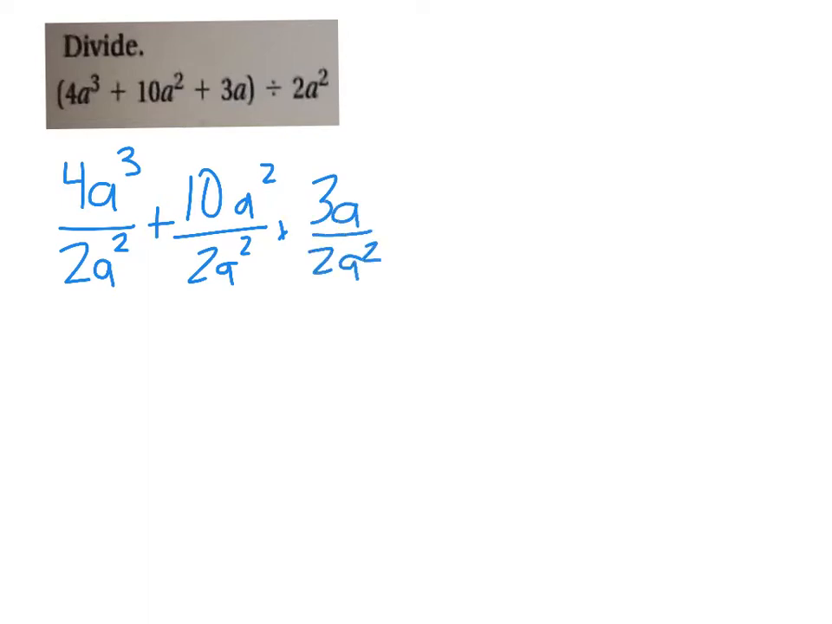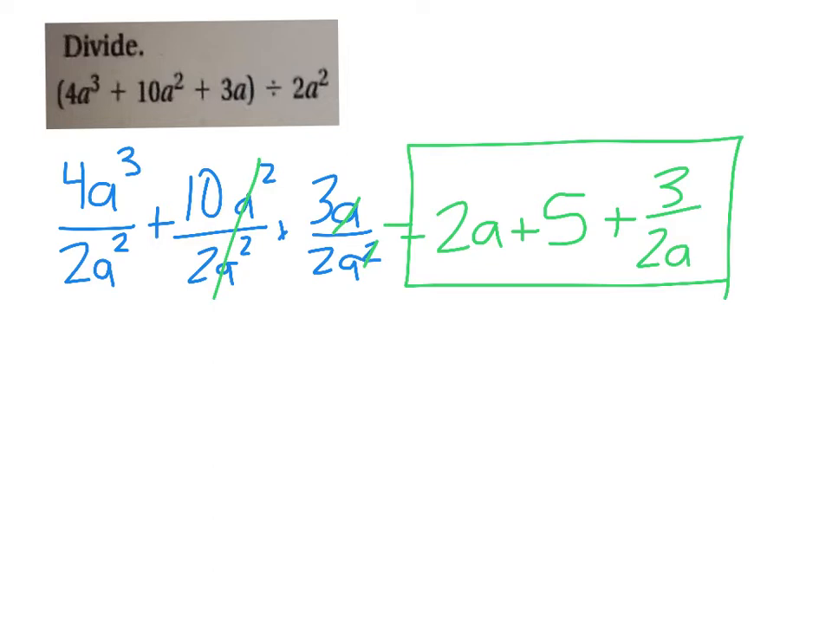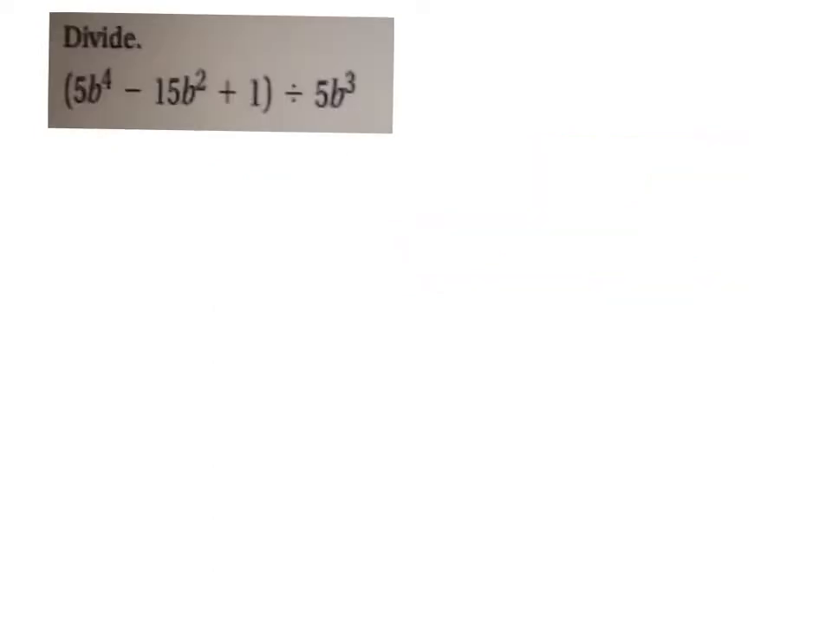In the first one, 4 divided by 2 is just 2. A to the third power divided by a squared leaves you with a single a. So that leaves us with 2a as the first part of our answer. In the second part, our 10 divided by 2 is going to give us 5, and it's being added. And then our a's both cancel each other out, so it's just a 5. And in the last part, neither the 3 or the 2 are simplifiable, so we're leaving that. The a on top cancels out one of the a's on the bottom, leaving 1 there. So the final part of our answer here is 3 over 2a. Just dividing each piece to get your final answer.